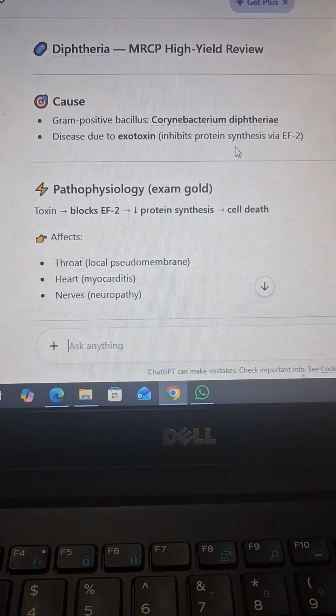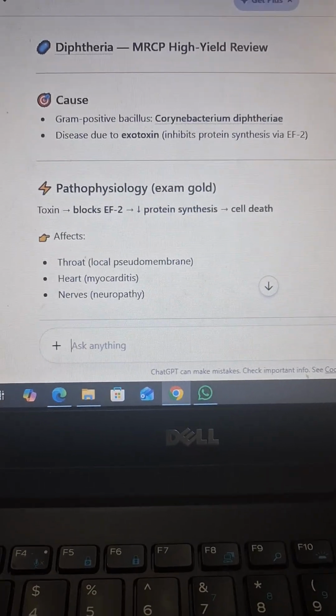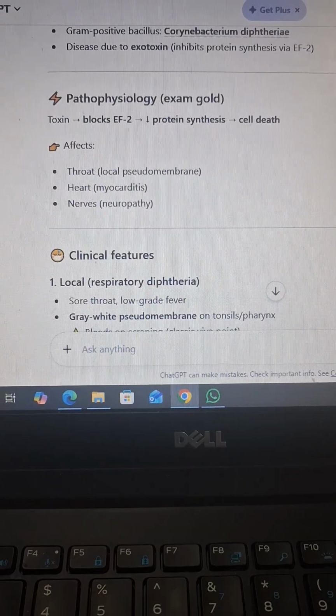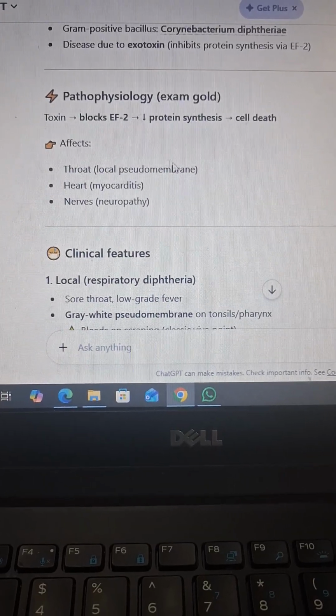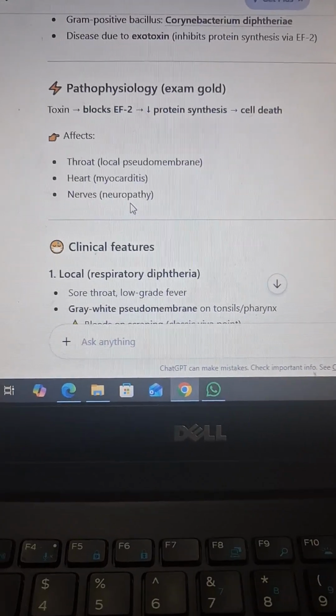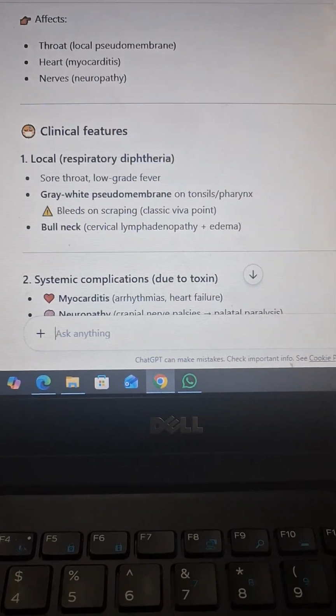the exotoxin does? Inhibits protein synthesis by EF2. What will the toxin do? The toxin will block EF2, decrease the protein synthesis and cause cell death. Throat local pseudomembrane, heart myocarditis, nerve neuropathy. So what are the clinical features? Sore throat, low grade fever.